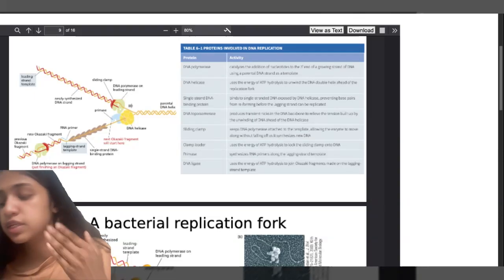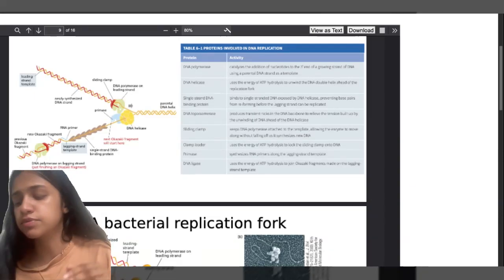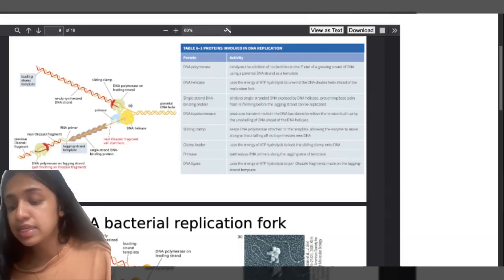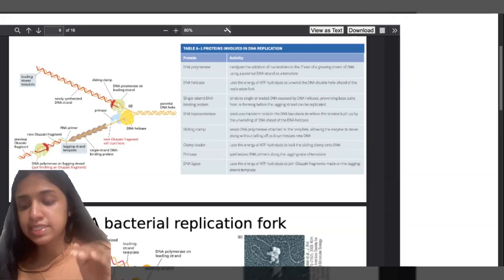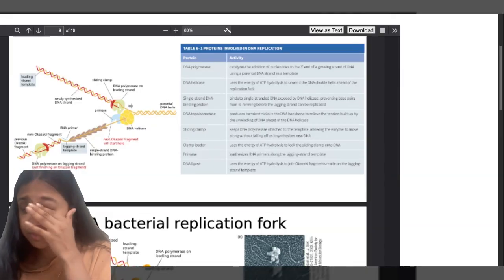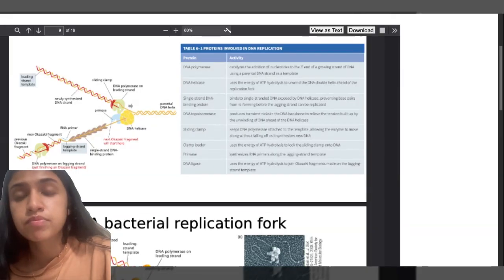So helicase opens the DNA, topoisomerase removes the twisting ahead of the fork, SSB keeps the strands apart, primase lays down the RNA primers, and DNA polymerase extends DNA 5' to 3'.